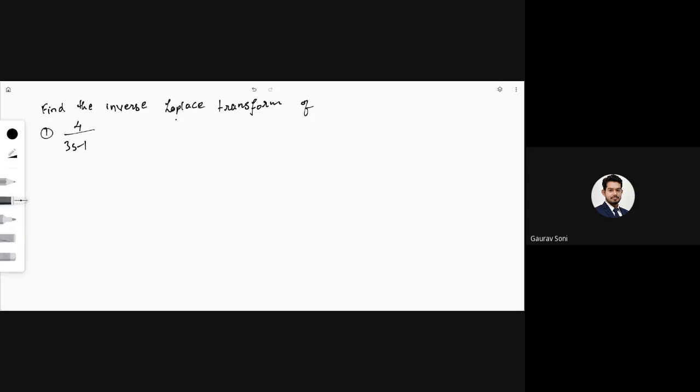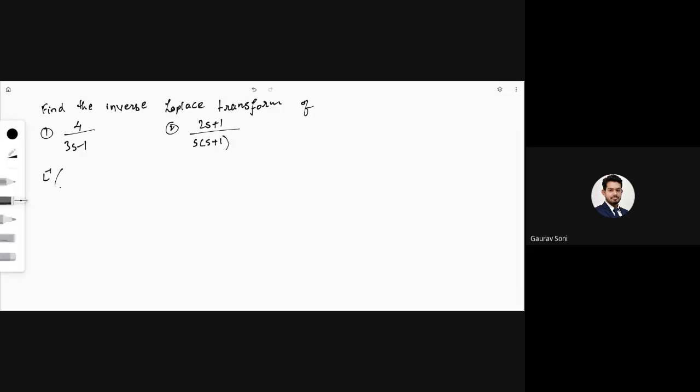Find the inverse Laplace transforms. Find the inverse Laplace transform of: the first one, 4/(3s-1); the second one, (2s+1)/(s(s+1)).